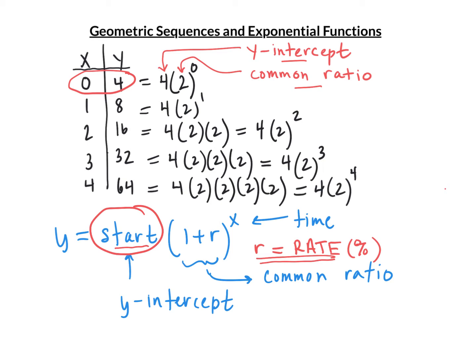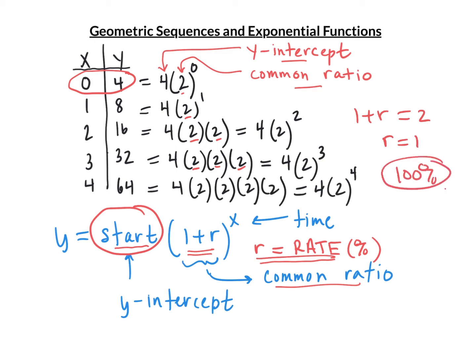Now, this is a weird table here. If I think of it as 1 plus r, notice how our common ratio, which is 1 plus the rate, is actually 2. That's what we're multiplying by. That's the common ratio over and over and over. 1 plus r is 2 means that r is 1, meaning you're growing by 100%.